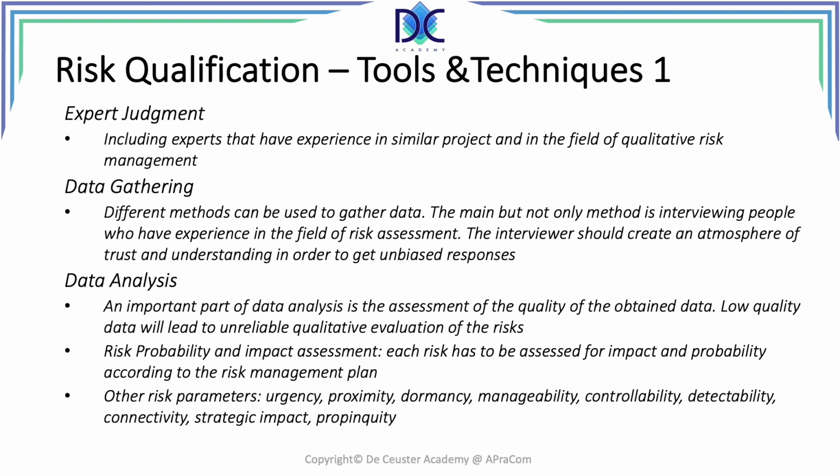Next thing to do is to look at risk qualification, and here we have 2 slides about the tools and the techniques that we can use. We can use expert judgment, we look at data gathering, and we look at data analysis. We look at the probability and impact assessment by using the probability and impact matrix, but we also look at other risk parameters: urgency, proximity, dormancy, manageability, controllability, detectability, connectivity, and strategic impact, and propinquity. So we have all these different elements that we can consider.